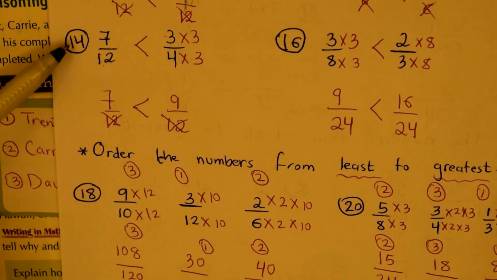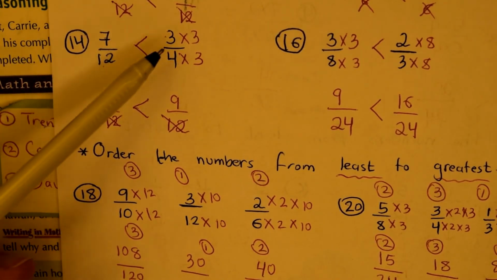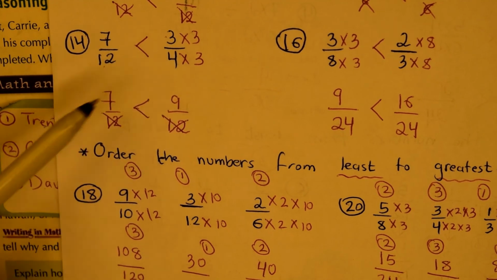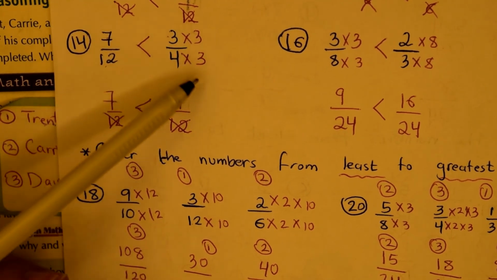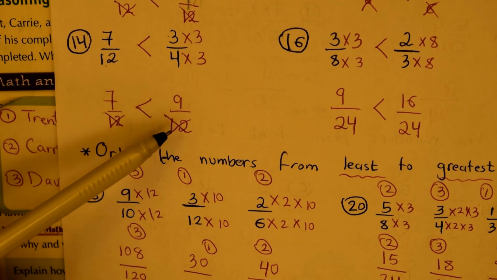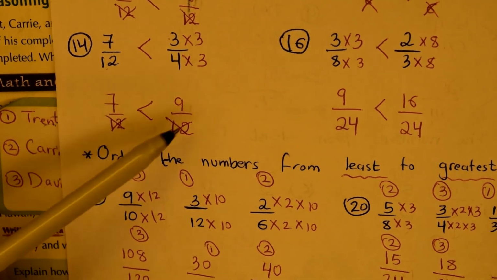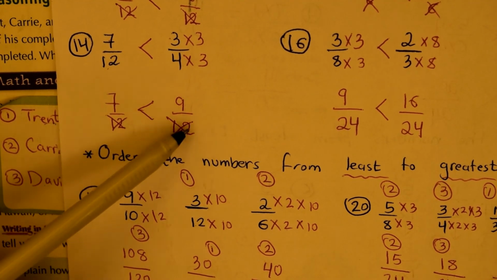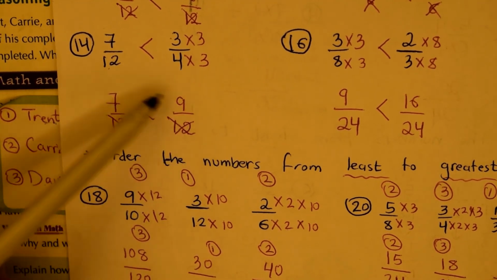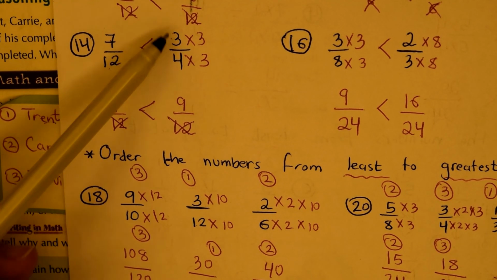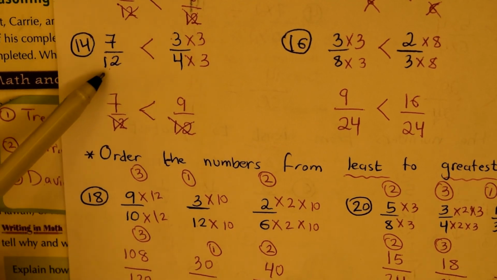Now for 14. Here I have 7 over 12, 3 over 4. How can I make the 4 12? By multiplying by 3 up and down. I will have 9 over 12, and here I have the same fraction. I will cross the common denominators from down. 9 is greater than 7, then this fraction is greater than this. Then 3 over 4 is greater than 7 over 12.